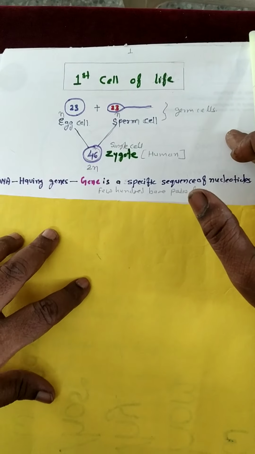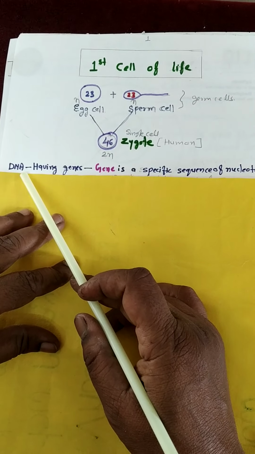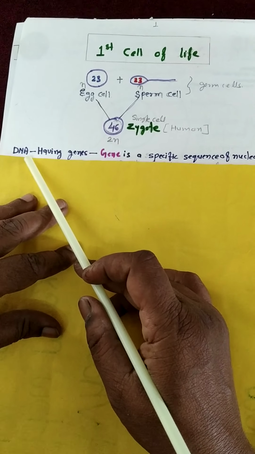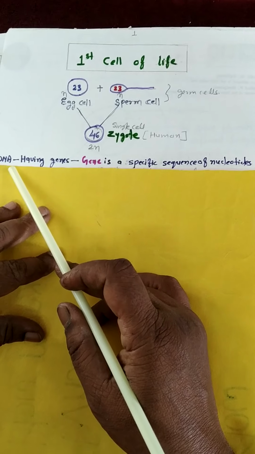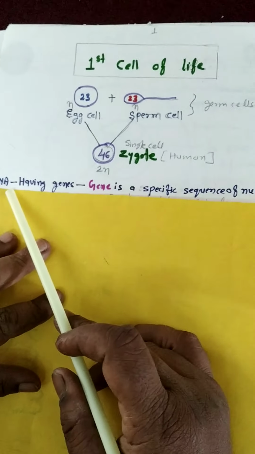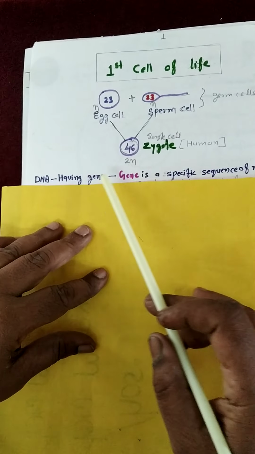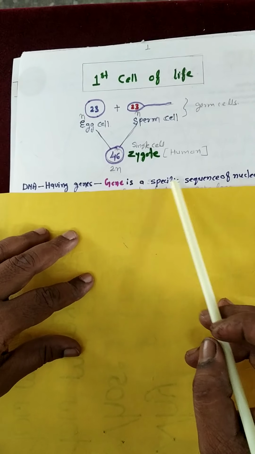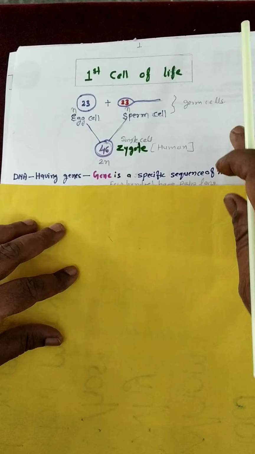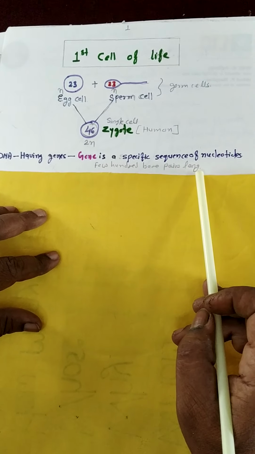The next term is DNA. So you already know the DNA structure, and what is DNA? DNA is a double helical structure which is made of many nucleotides. Genes are located on the DNA. So what are genes? A gene is a specific sequence of nucleotides, and these genes are a few hundred base pairs long.